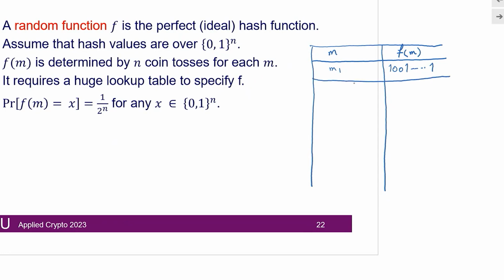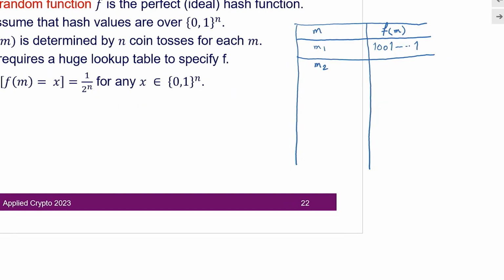And then we continue with the same technique. If somebody asks for some other message M2, then we are going to compute a totally different value, and so on and so forth. So we basically continue with this, and then the question is, why do we have to have a table?